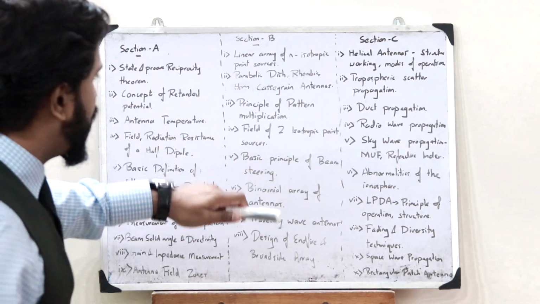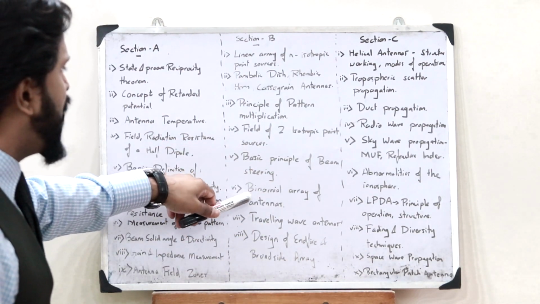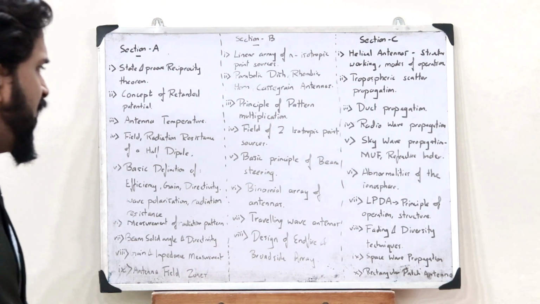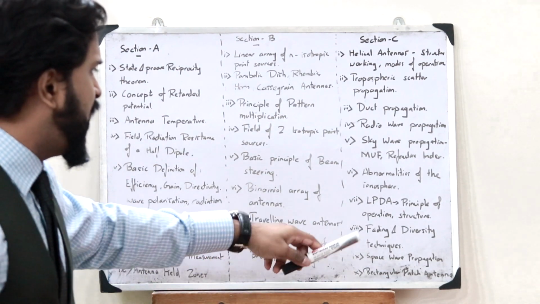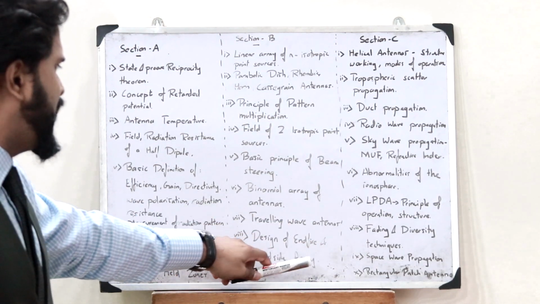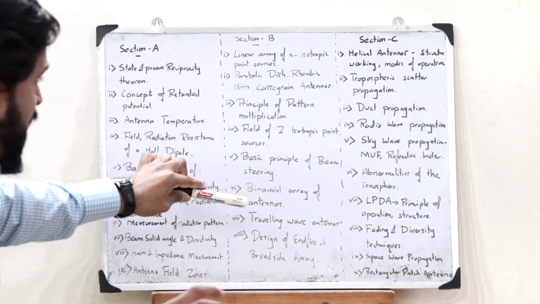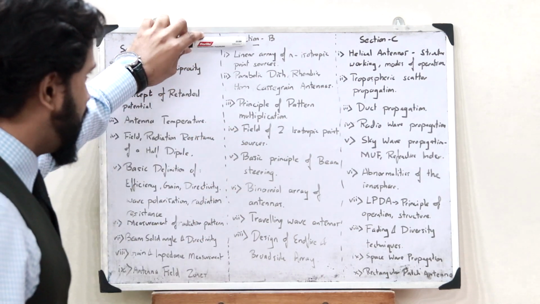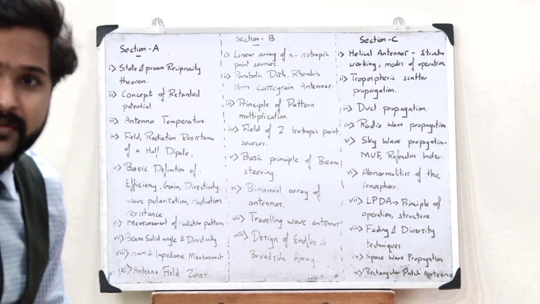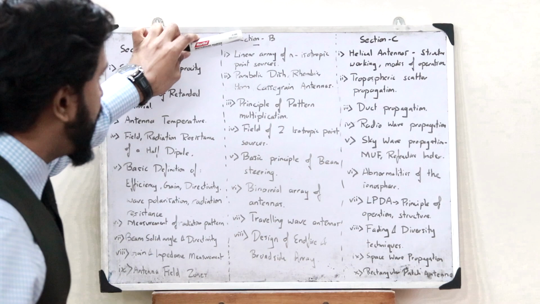So that is the next thing that you have to go to. Then after that you have to have an idea of a binomial array of antennas, then what you refer to as traveling wave antennas, and simply the design of end fire and broadside antennas. So if you go through all these, these are the most important topics from section B. You must never skip these topics. These are the must-go topics from section B.